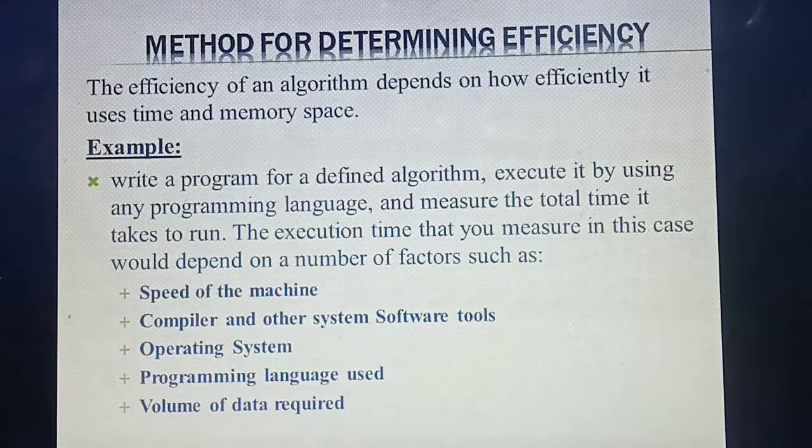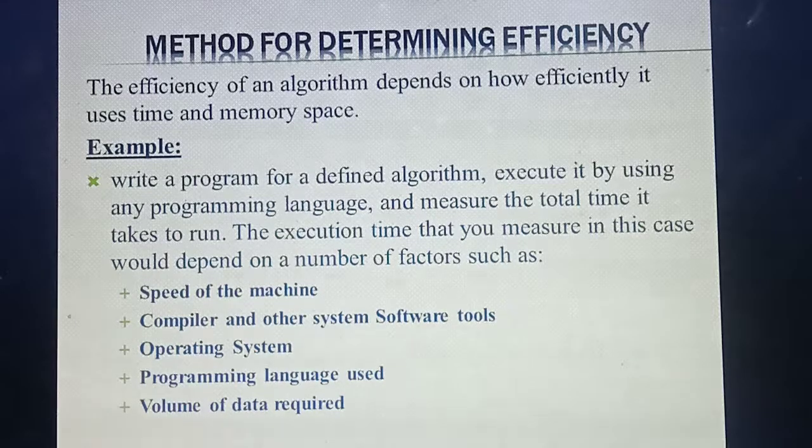Okay. So when the word efficiency is there, you always need to remember two things. What are the things? How much memory space you are using, and how much time you are taking to complete the algorithm, isn't it?